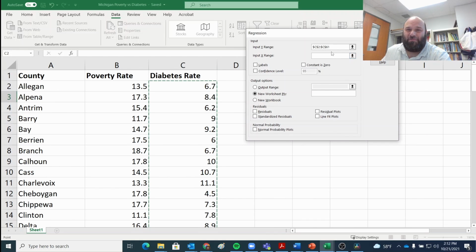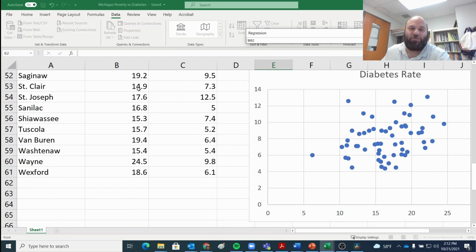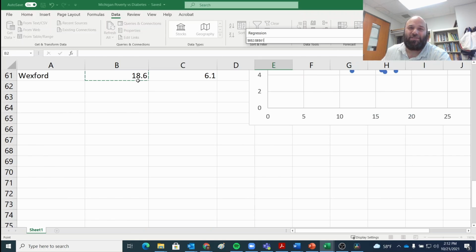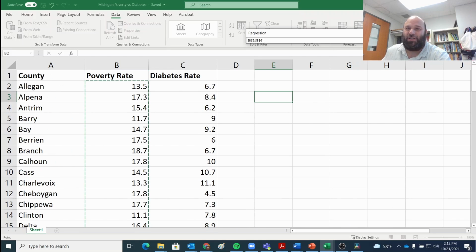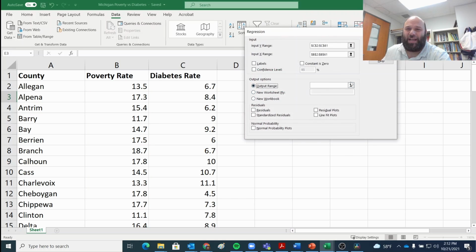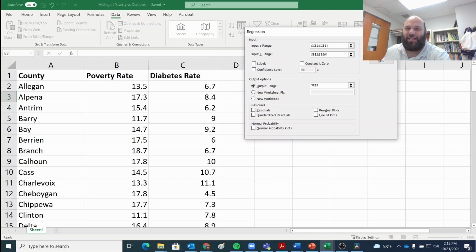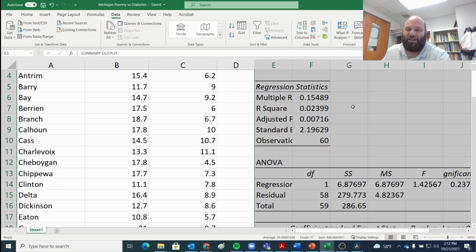So the diabetes data are in the Y range. For the X range, we want to know if the poverty rates predict those diabetes rates or if there's any association. Get those in there. And now I just want to make sure I can dictate where the regression goes. I'm happy with it right there. And now we hit OK and run the regression.